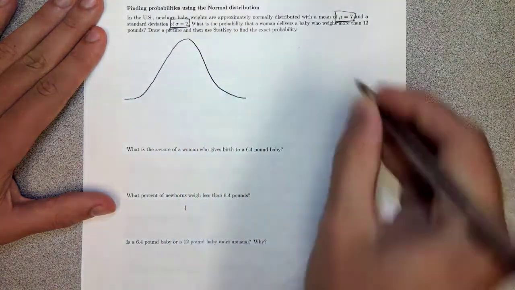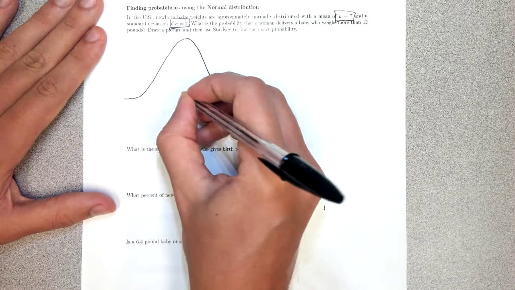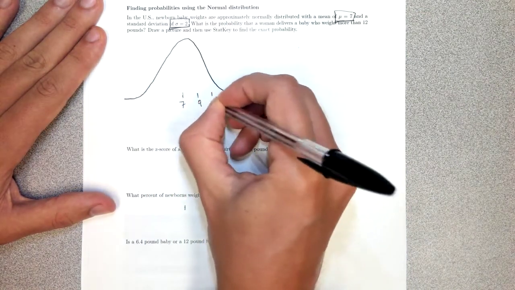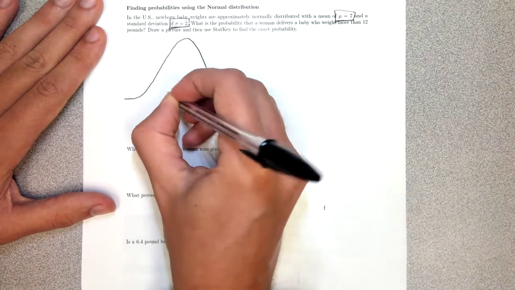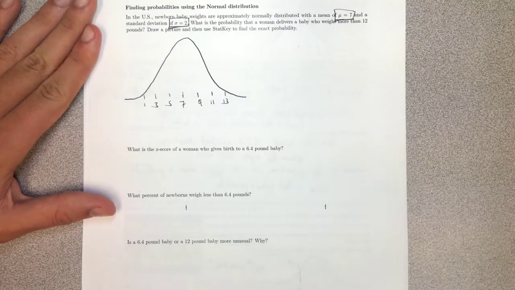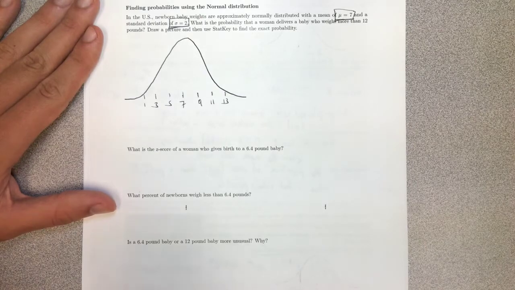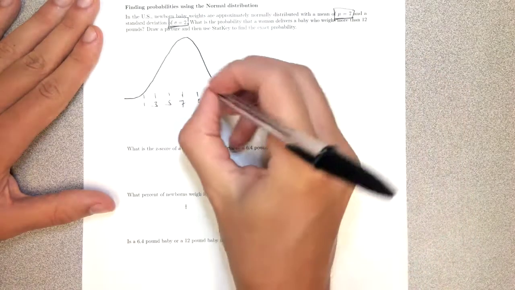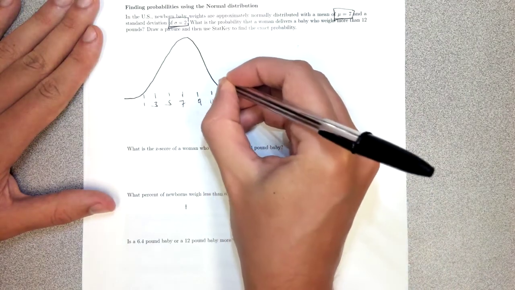Let's find that probability and hope that it's really small, because that sounds awful. The mean here is 7. The standard deviation is 2, so that's what I'm going to use for my tick marks, with that 68, 95, 99 rule as an approximate guide. What we want to do is figure out the probability that a baby weighs more than 12 pounds. So 12 is right here.